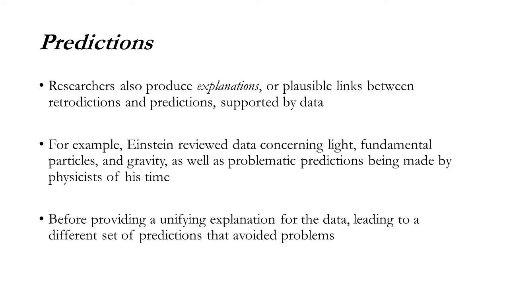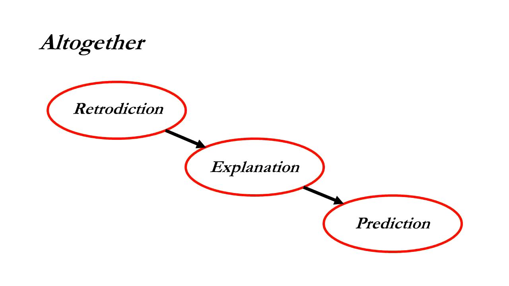Einstein's a great example of this. He reviewed data concerning light, fundamental particles, and gravity, as well as problematic predictions made by physicists of his day, all in the interest of providing a unifying explanation for the data that led to a different set of predictions that avoided the problems. You can make hypotheses about what happened and hypotheses about the future, but what we also need are mechanisms linking the two together. And we need good mechanisms, because if you have that, then you can make better predictions. But we need all 3.